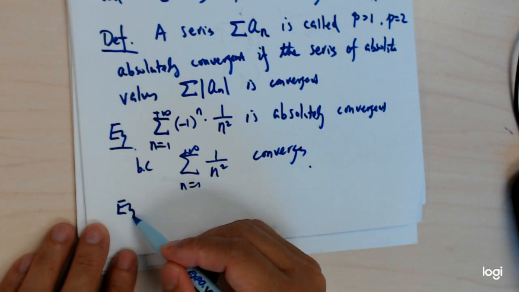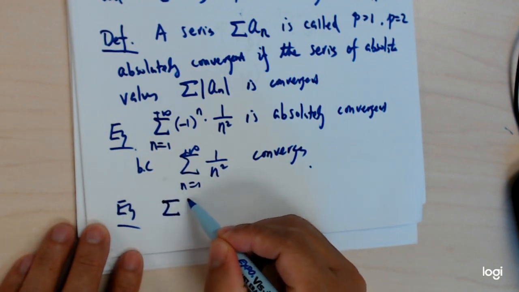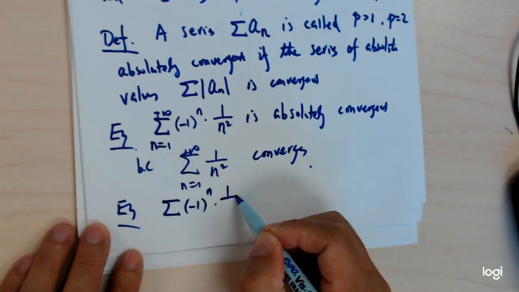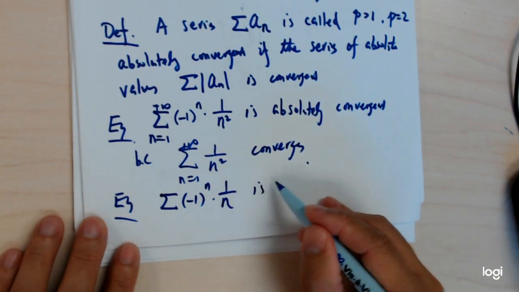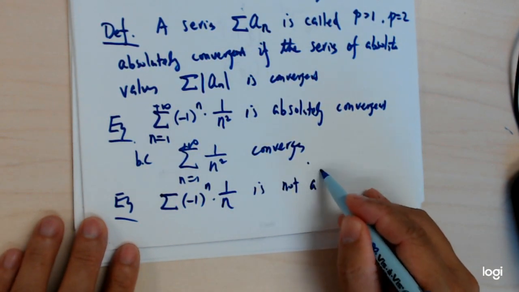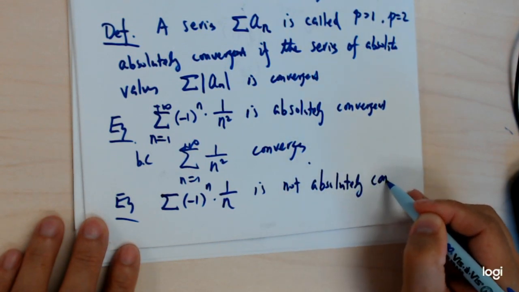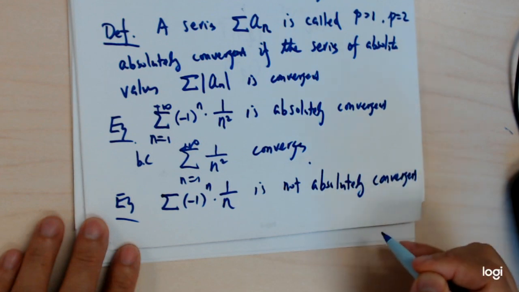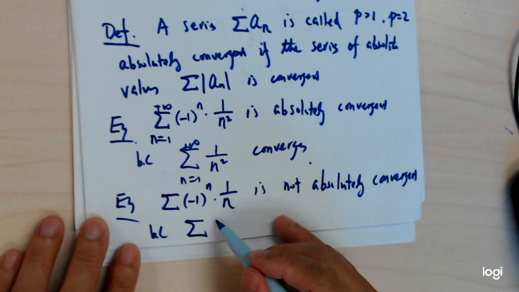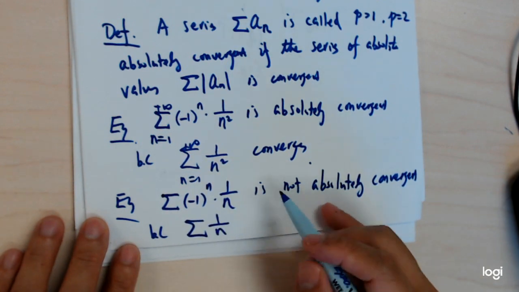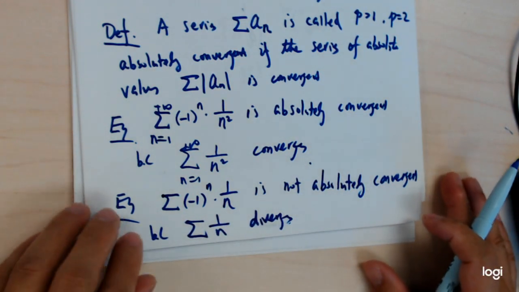And the other example that I presented up there is this one. So the positive part is 1 over n. So this one is not absolutely convergent. Well, because if we take the absolute value, you get sigma 1 over n. And we know this one diverges. And that's why we say this one is not absolutely convergent.